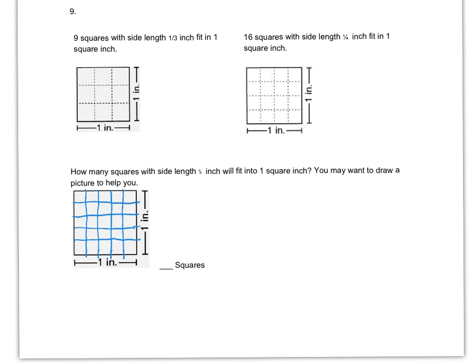And now we can see that we have 5 squares going up and 5 squares across. So how many squares total? We could do 5 times 5, and there will be 25 squares for this picture.